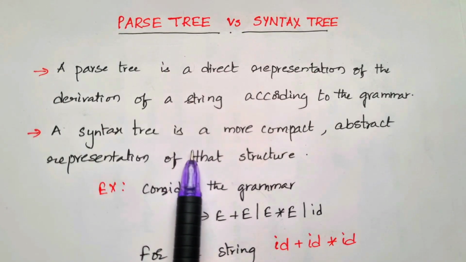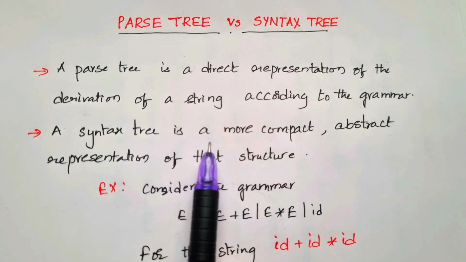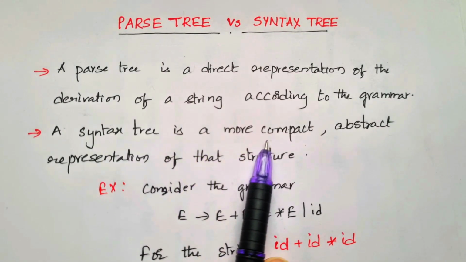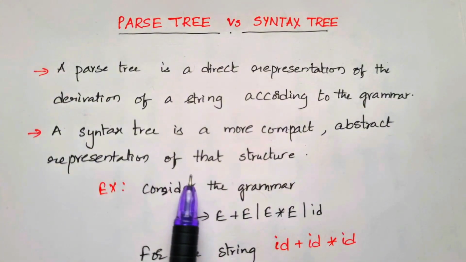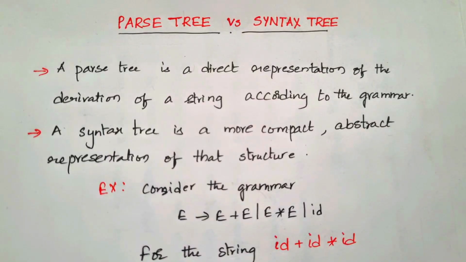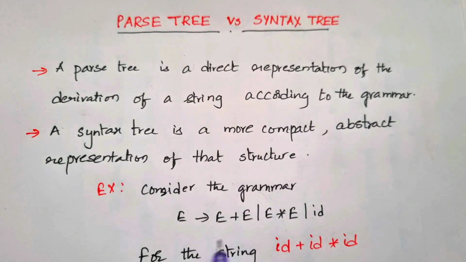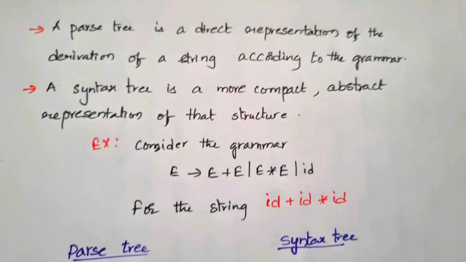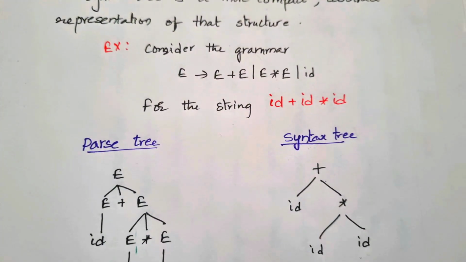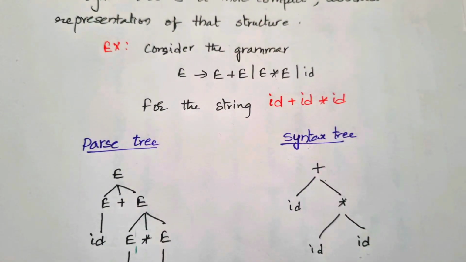Coming to the syntax tree, it is also called as abstract syntax tree, and it is a simplified and more compact representation of the same structure. It removes unnecessary grammar symbols and focuses only on the essential operators and operands. Example, E goes to E plus E or E star E or ID. We can derive the string ID star ID plus ID star ID.